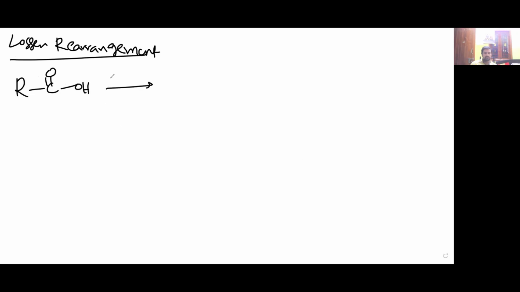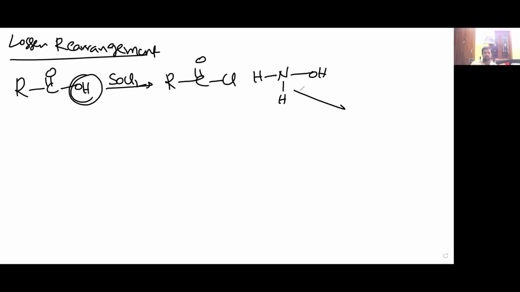In the Lossen rearrangement, RCOOH is treated with SOCl2. I already told you in today's class only, OH is converted to Cl. Anywhere you want to convert OH to Cl, what reagents are applicable? SOCl2, PCl5, PCl3. After that, this is treated with hydroxylamine, heating. HCl is eliminated.